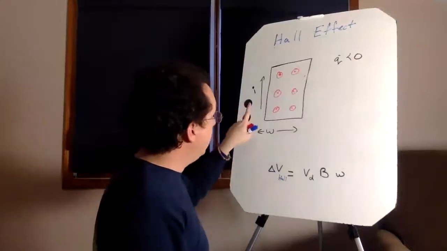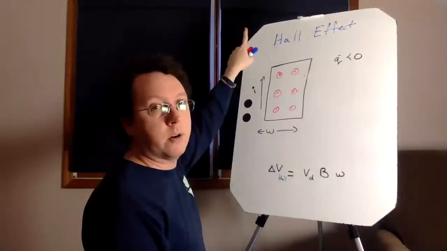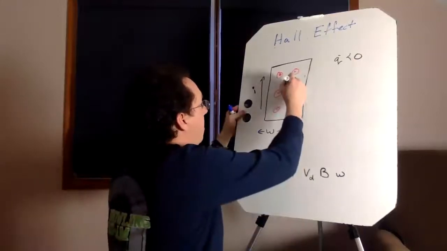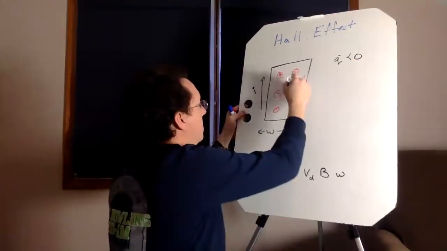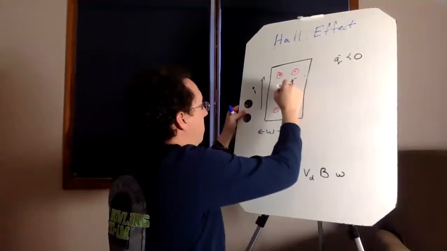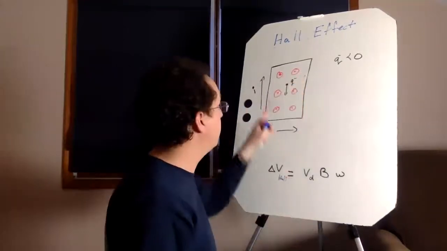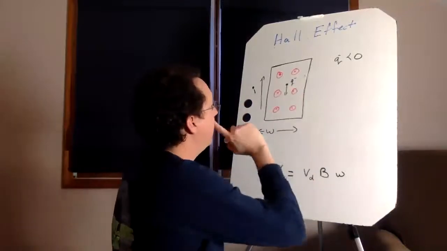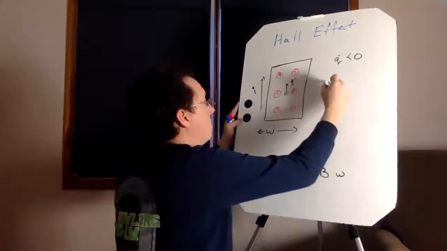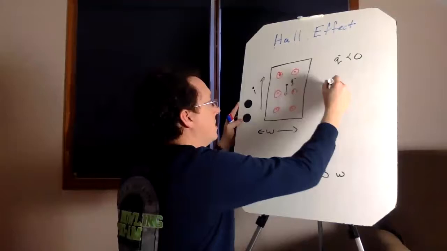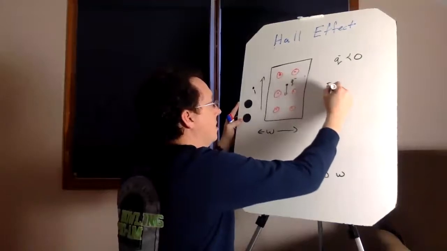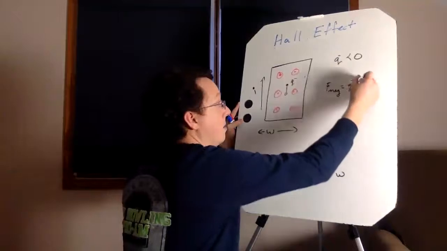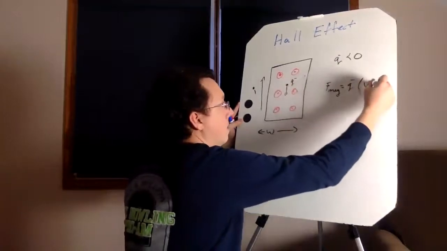Well, if this upward positive current was built out of moving negative charges, that would actually mean that my negative charges were moving down to produce this positive current flow. And okay, that's fine. So let's work out what the magnetic force would do to this guy. The magnetic force would be Q minus, which is a negative number, times V cross B.